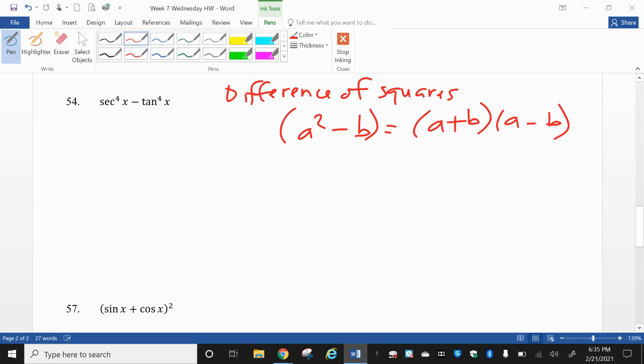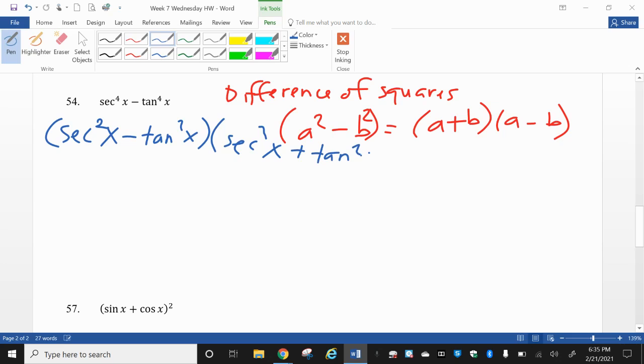Okay, I'll take this. This should have been b squared. So we're looking basically for some quantity times itself. That'll give us secant to the 4th of x, which will be secant squared x. Same thing with tangent to the 4th minus tangent squared of x. And then one is minus, one is addition. And this is actually supposed to be a 2.